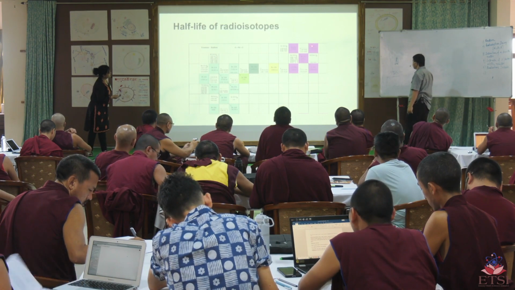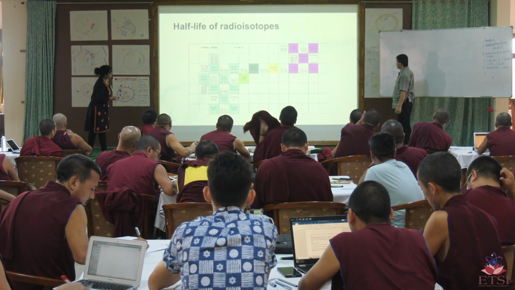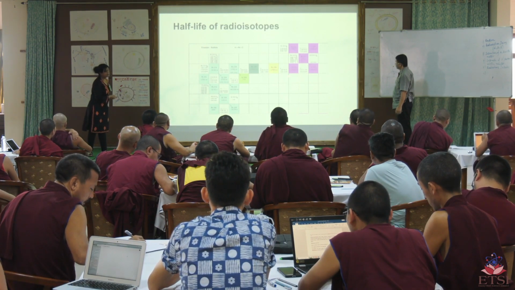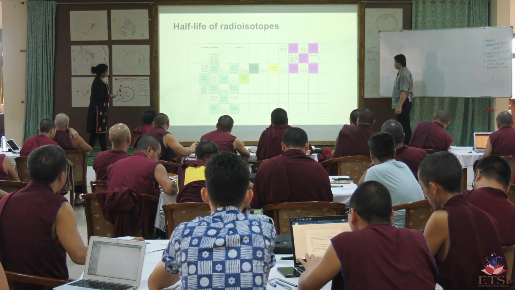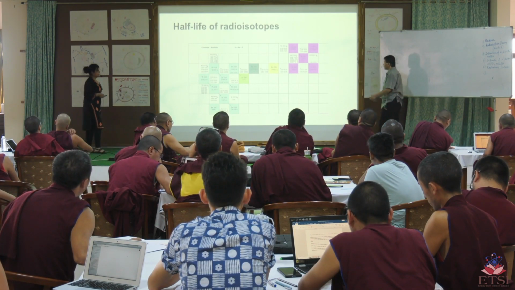This is the half-life for uranium 238, 234 is 24 days, then so on. Radium 226 is 1600 years, 3.82 days, minutes, and everything. So that's how you know the half-life.